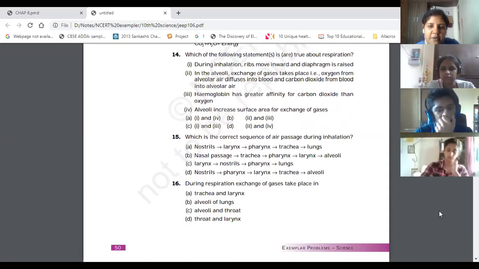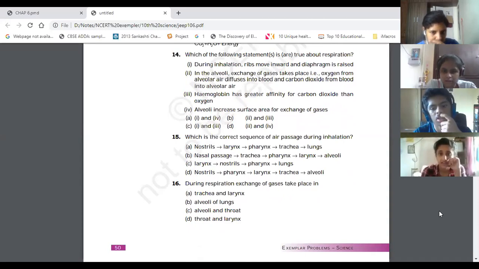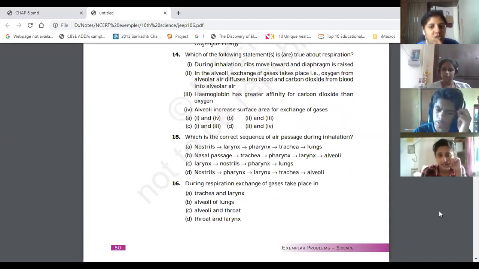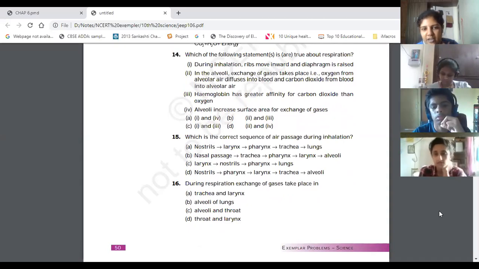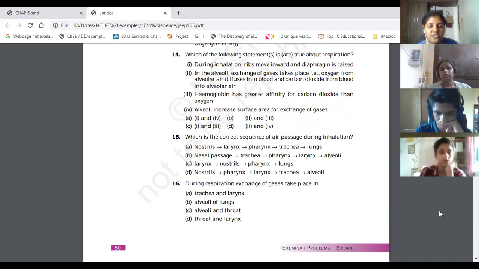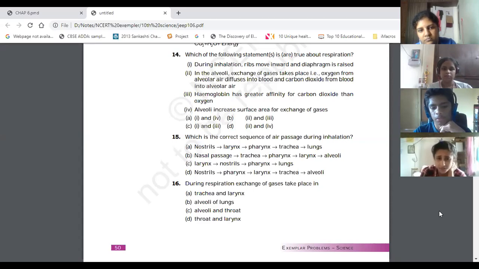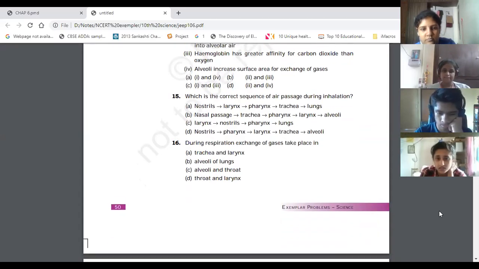Which is the correct sequence of air passage during inhalation? Option D. From the nostril, it enters the pharynx, pharynx to larynx, larynx to trachea, trachea to alveoli. During respiration, exchange of gases takes place in the alveoli of lungs.